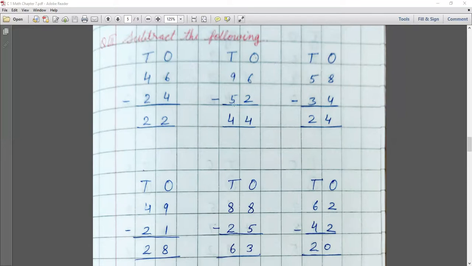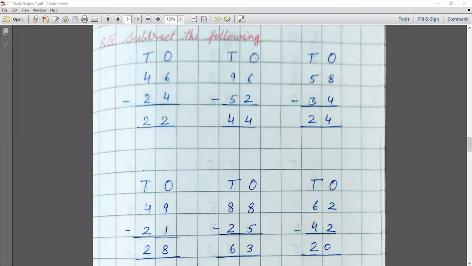9 minus 5. 9 minus 5 is equal to 4. That's why we write 4 here. Okay, got it? Understand? Did everyone understand? Okay, good. Now next is 8 minus 4. 8 minus 4 is equal to, take your 8 fingers, put down your 4 fingers, and how many fingers are left? 4. That's why we write 4 here.